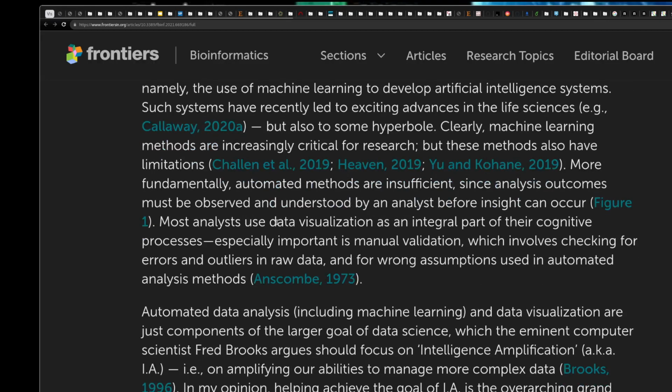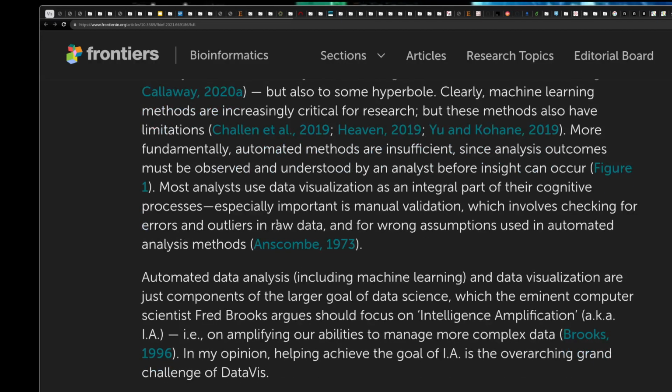More fundamentally, automated methods are insufficient, since analysis outcomes must be observed and understood by an analyst before insight can occur. Figure 1. Most analysts use data visualization as an integral part of their cognitive processes. Especially important is manual validation, which involves checking for errors and outliers in raw data, and for wrong assumptions used in automated analysis methods (Anscombe, 1973).